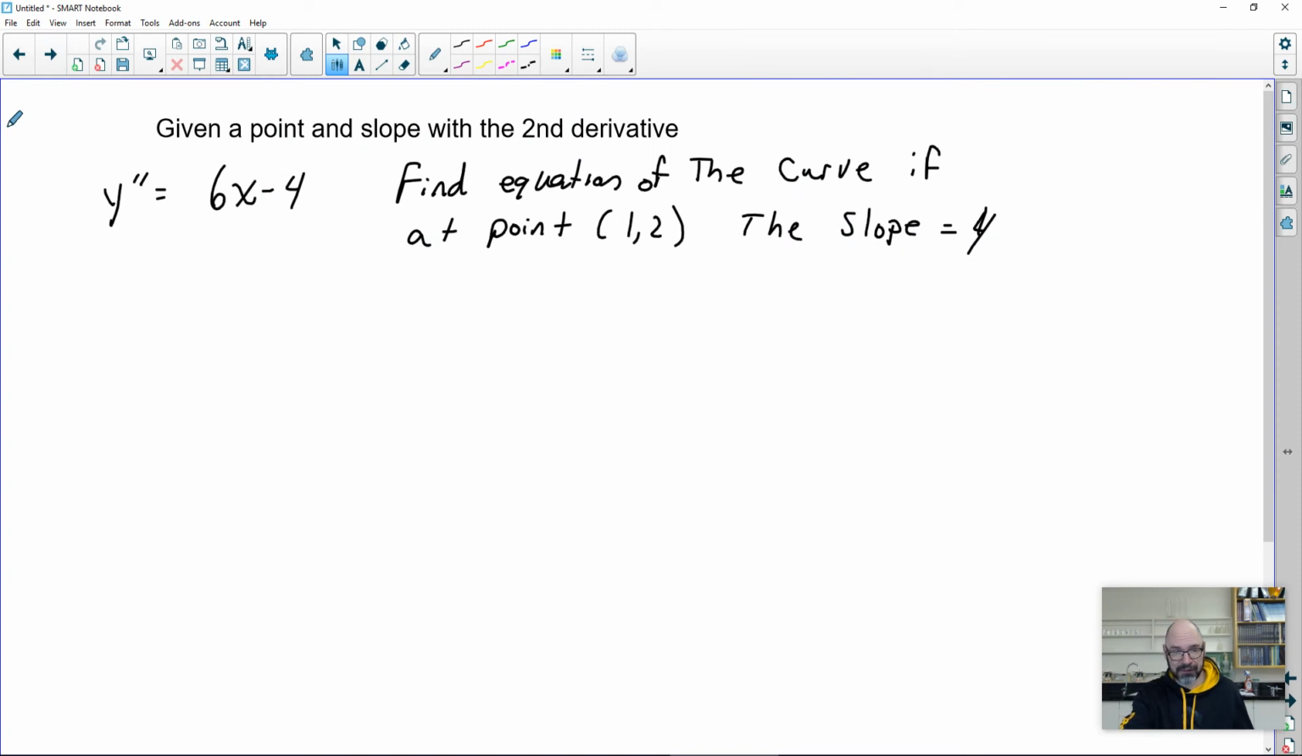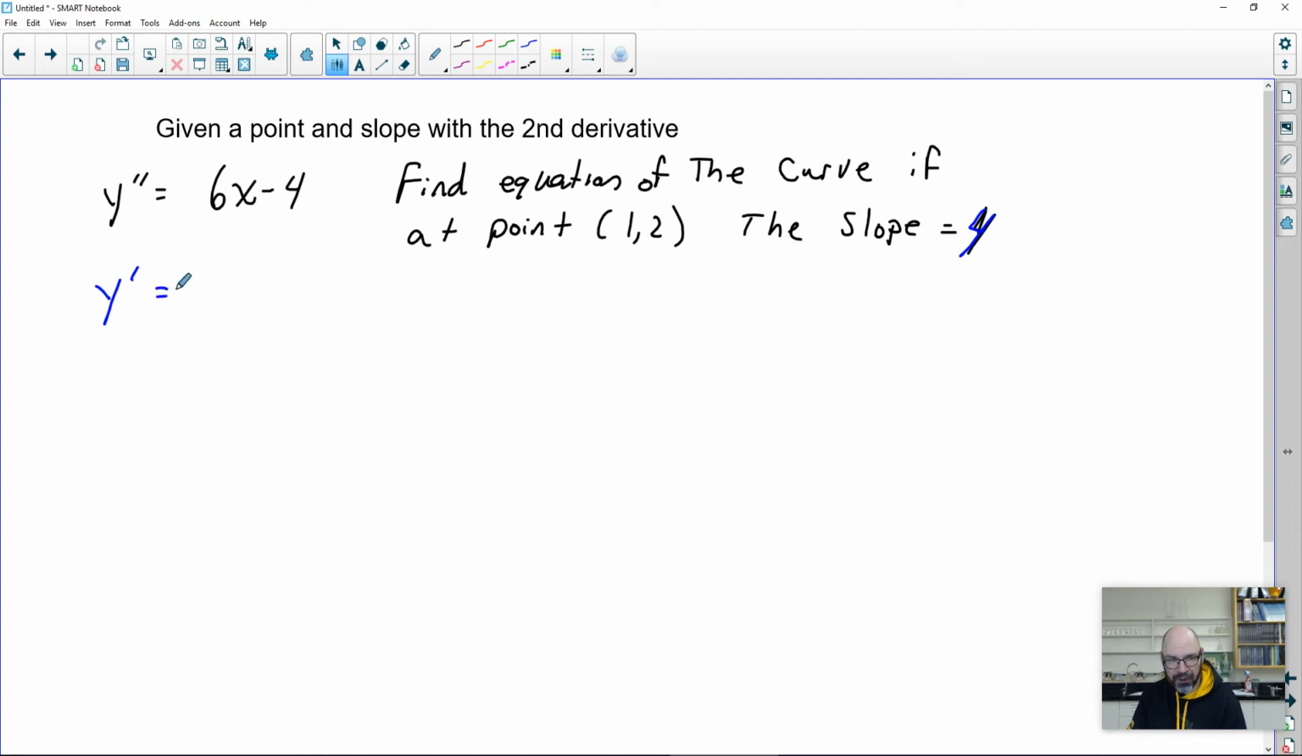Here is my final example for today. Okay, it says, given a point and a slope with the second derivative, say y prime prime is 6x minus 4. Find the equation of the curve if at point 1, 2, the slope is equal to 4. Okay, so step 1 is to find the slope, which is going to equal y prime. So let's get the y prime.